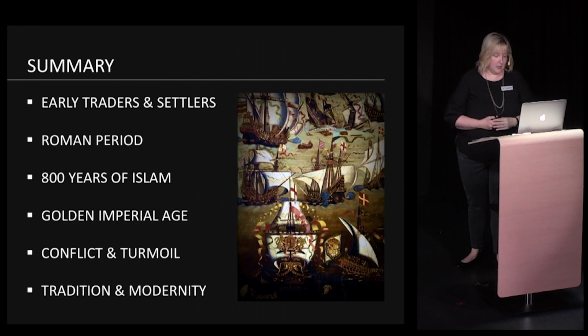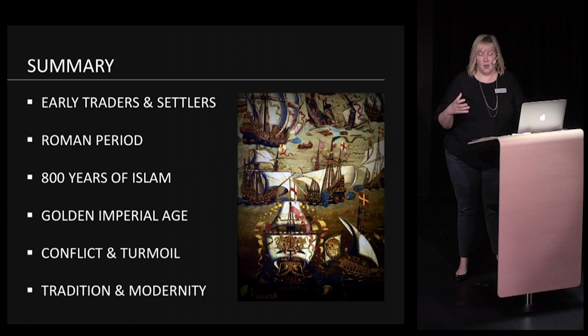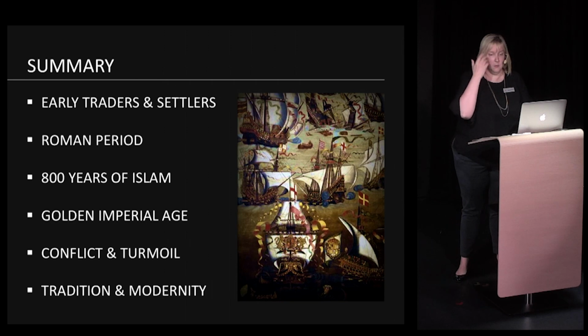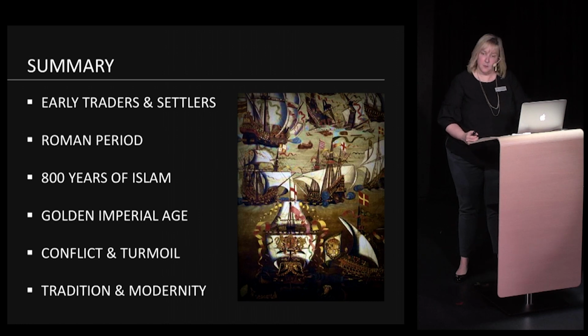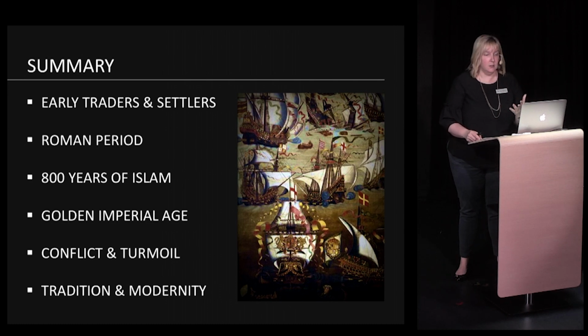So in summation, we have so much that really happens to Spain throughout history. First, numerous groups of traders and settlers coming in, and then the Romans establishing a solid infrastructure. Then the progression of Islam across the Iberian Peninsula, and then the Golden Age, this really golden age of exploration. There's conflict and turmoil, of course, and certainly that can be seen particularly with Franco's reign. And then in the end, after they come out from under the thumb of Franco, they've really emerged as an active player on the world stage.